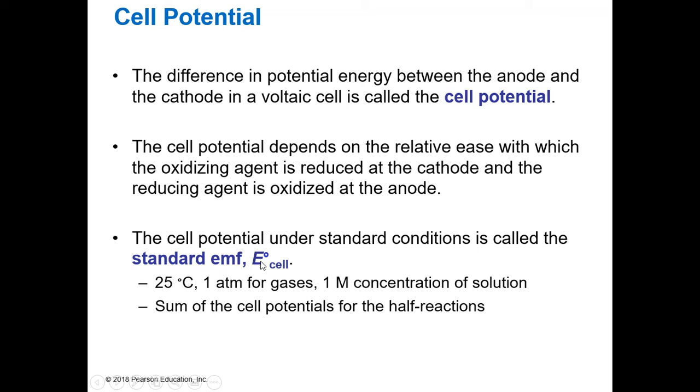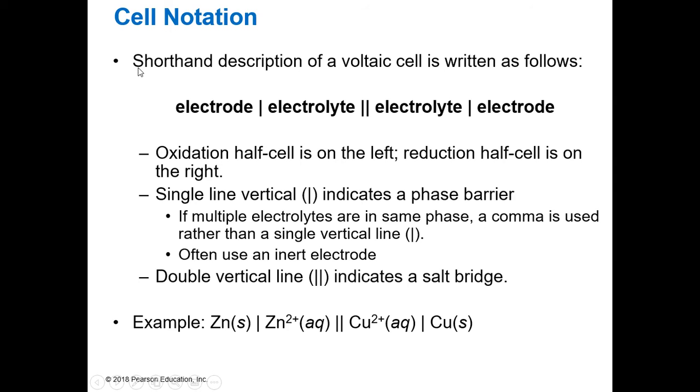So standard EMF is where we have this naught sign, right? Naught means under standard conditions, 25 degrees Celsius, 1 atm for gases, 1 molar concentration for solutions. We would take the sum of the cell potentials of our half reactions and determine our cell potential, our standard EMF. We can write the shorthand notation for a cell by saying, so oxidation is always on the left.